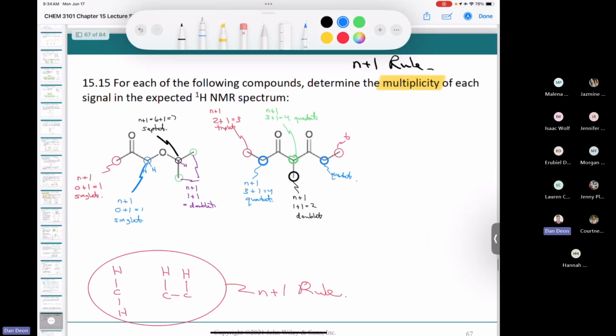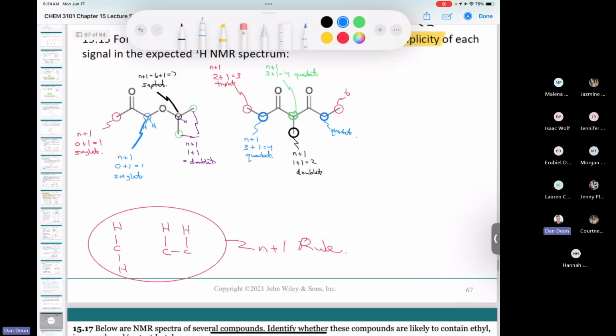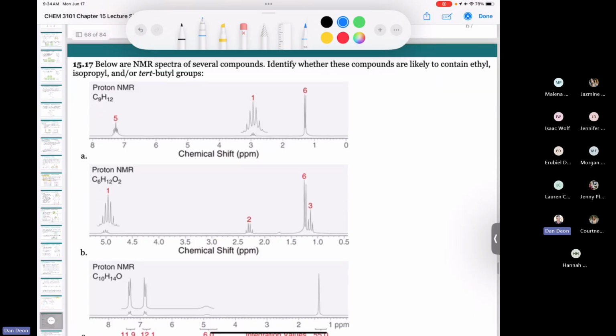Okay, so now what we're going to do is flip it around the other way, and we're going to look at some splitting and see if we can recognize an ethyl, isopropyl, or tert-butyl group. So remember, an ethyl group, right? We have CH3, I'll do it like this, CH2, CH3. For the CH3 group, we're going to see a triplet that integrates for 3 protons. And for the methylene, we're going to see a quartet that integrates for 2 protons.